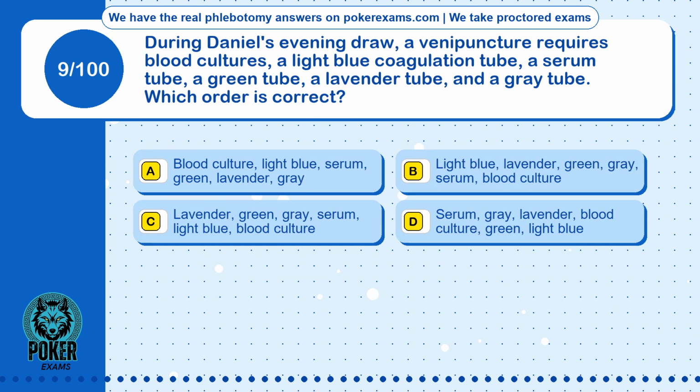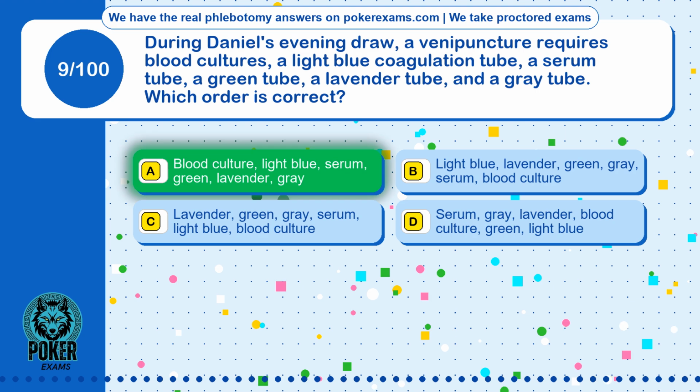Question 9. During Daniel's evening draw, a venipuncture requires blood cultures, a light blue coagulation tube, a serum tube, a green tube, a lavender tube, and a gray tube. Which order is correct? Option A, blood culture, light blue, serum, green, lavender, gray. Option B, light blue, lavender, green, gray, serum, blood culture. Option C, lavender, green, gray, serum, light blue, blood culture. Option D, serum, gray, lavender, blood culture, green, light blue.